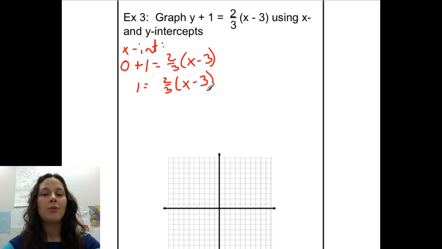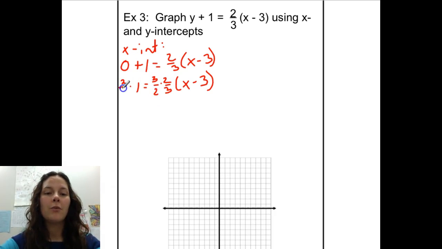This one, there is an option. You can distribute the 2/3 first if you want to. It still will save us some time to multiply by the reciprocal, so I'm going to go ahead and work with the fraction. On the left-hand side, we have 3/2. On the right-hand side, the 3/3 and 2/2 canceled, leaving me with x minus 3. I'm going to add 3 to both sides.